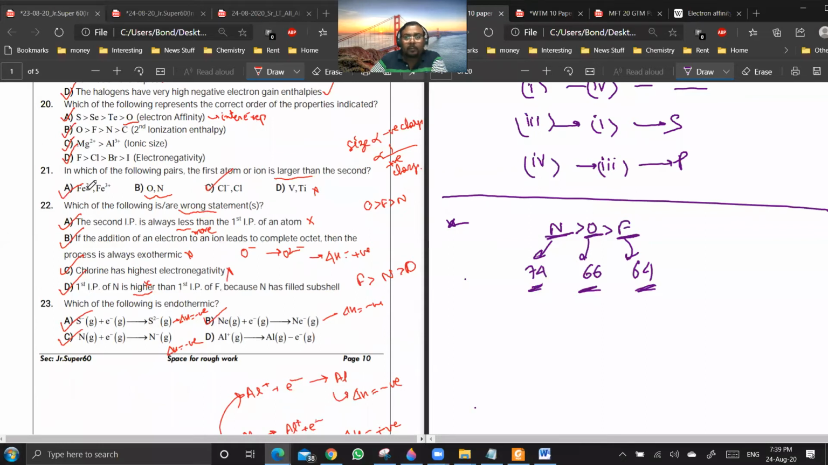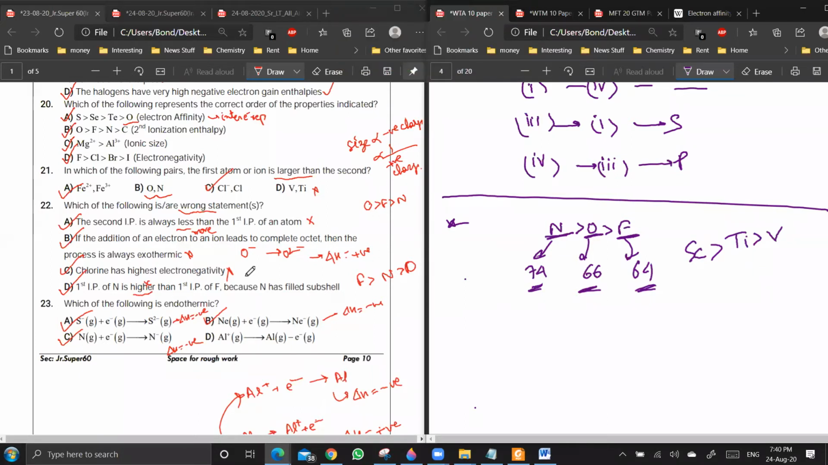21st. For a cation, if positive charge increases, the radius will decrease. If negative charge increases, the radius will increase. That is why A and C are correct. Titanium, as you go from left to right, the radius is supposed to decrease. So titanium will be greater than vanadium, not less than. Option D, this is titanium and vanadium, so titanium should be greater than vanadium, not less than vanadium.